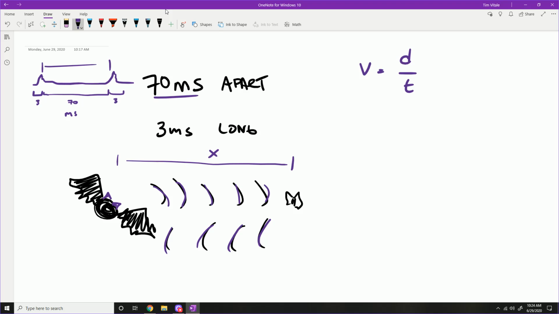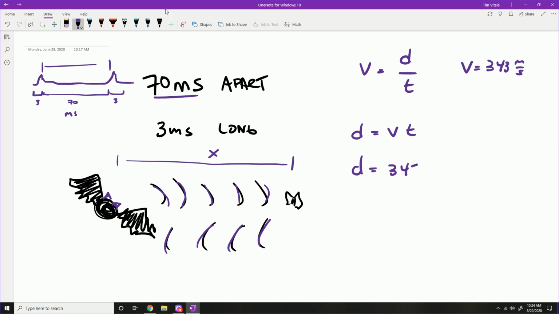In this case, the speed that we're talking about is the speed of sound, which is 343 meters per second in air at room temperature. This is given to you in the textbook. And so let's solve for the distance. So distance is just going to be speed times time.